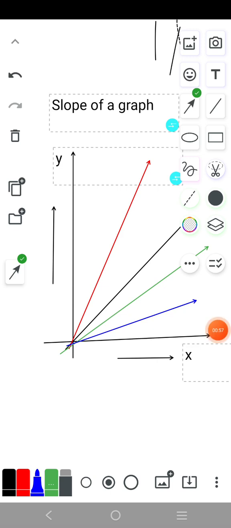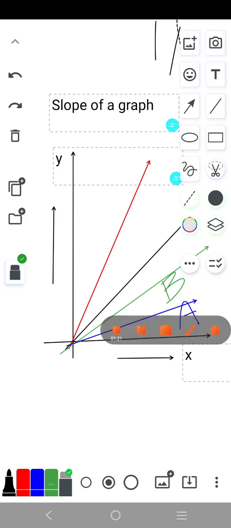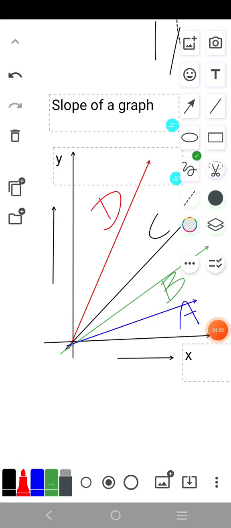See students, here I have drawn the graphs. One graph with blue, I'm naming it A. One graph I have drawn with green, I'm naming it B. One graph I have drawn in black, I'm naming it C. Let me draw another graph properly. Now students, we have drawn four graphs A, B, C, D.